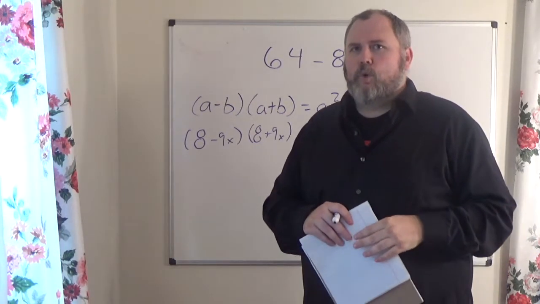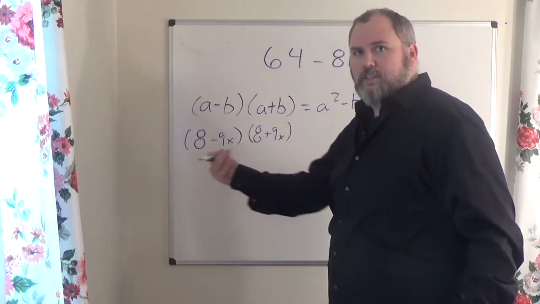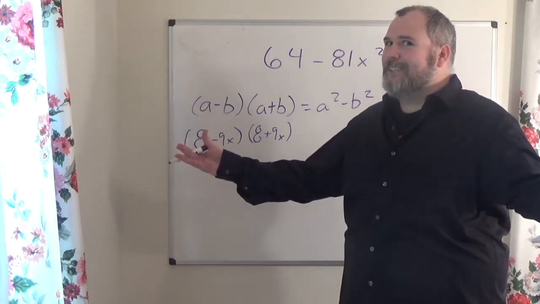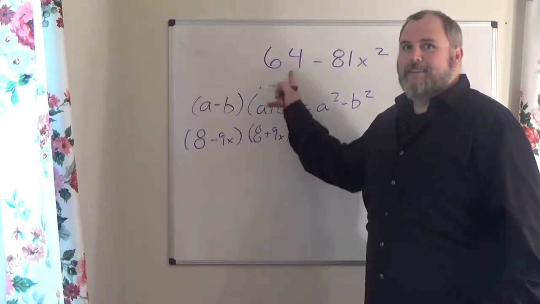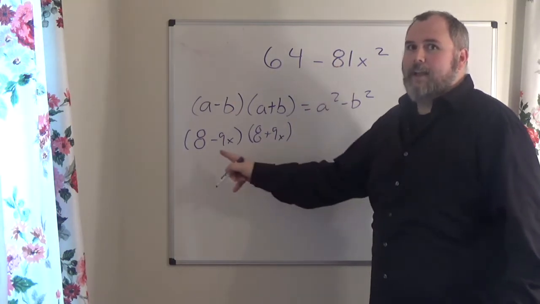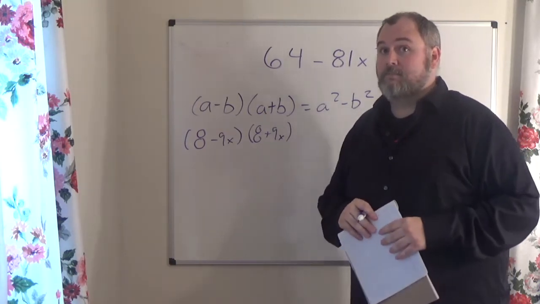Alright, so can we prove it? Is this what I just discovered? This right here, special product rule. 8 times 8, 64. 9x times 9x, 81x squared. And we got the subtraction. Bam, we're done. We just factored this thing.